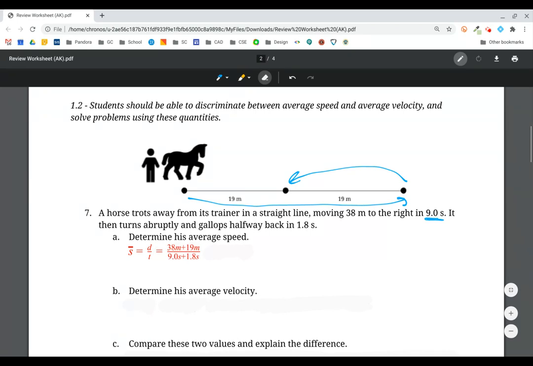We can then calculate the distance by taking the absolute value of each part of the trip, so 38 meters to the right and 19 meters. It doesn't matter which direction that 19 meters is. And then we're going to divide that by the total time it took. So it took them 9 seconds on the way there and 1.8 seconds on the way back. And if we calculate this quotient, we get 5.28 meters per second.